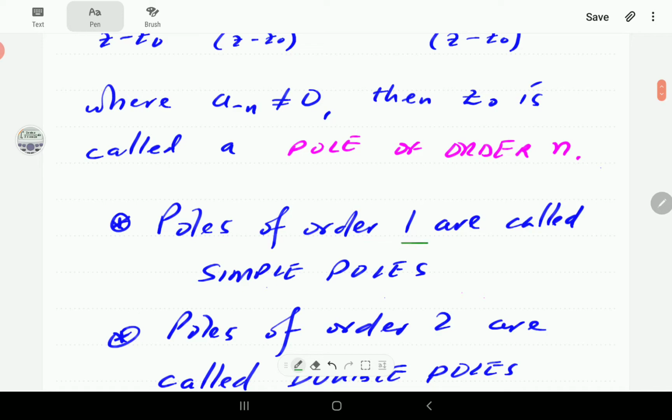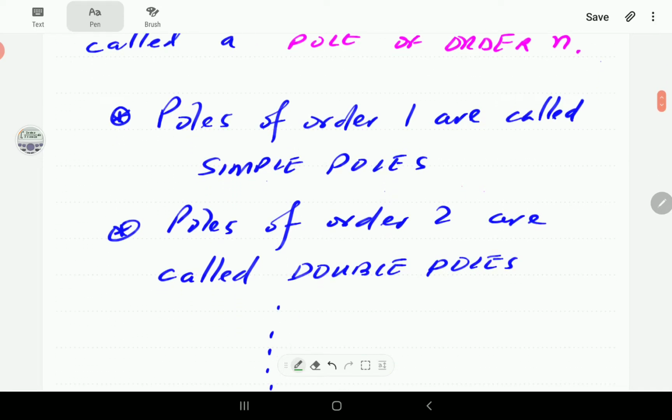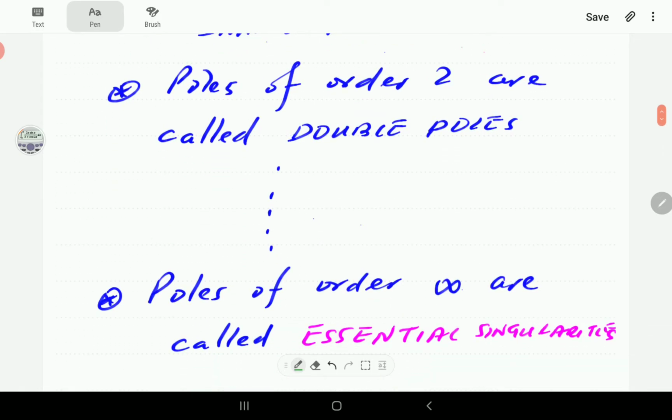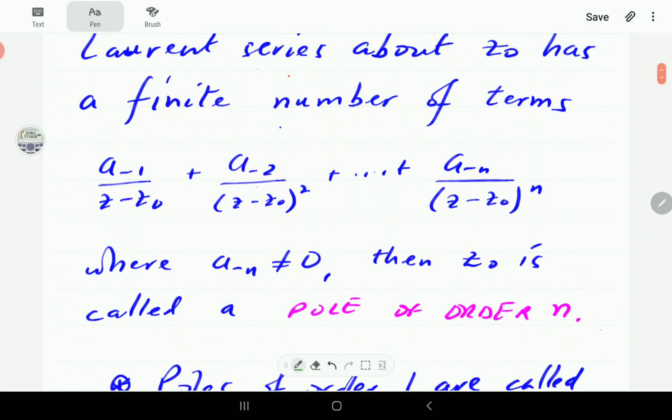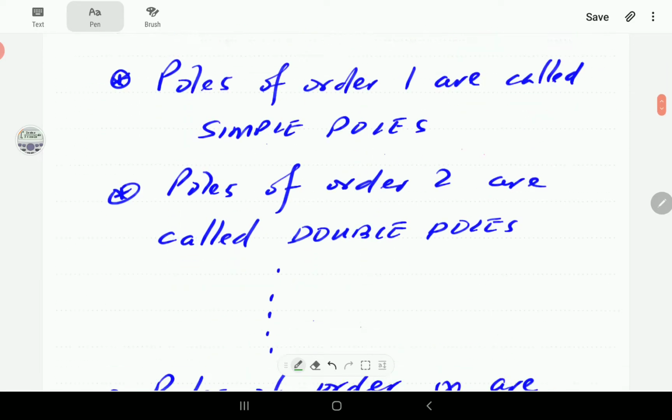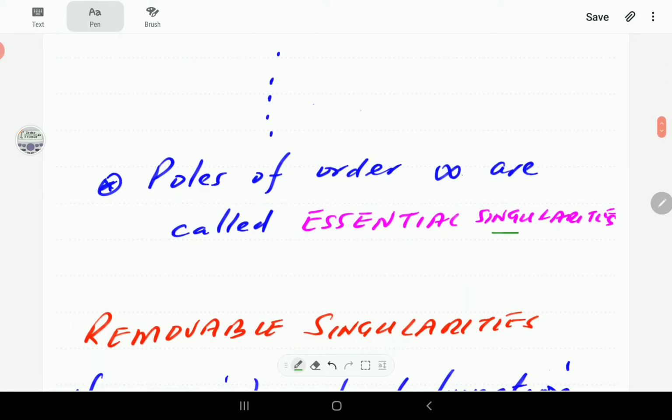If the order is 1, we call this a simple pole, parallel to the idea of a simple zero, a simple root. If the pole is of order 2, we call it a double pole. If the pole is of order infinity, so that means we've got an infinite number of terms here, then the pole is called an essential singularity.